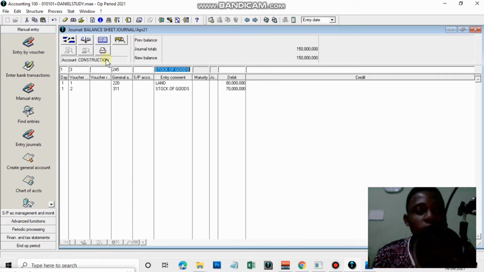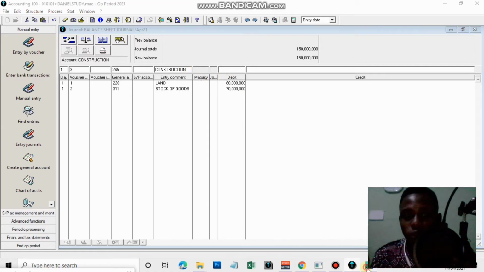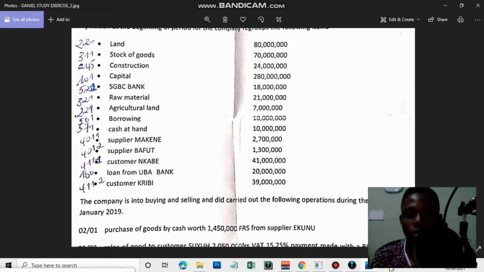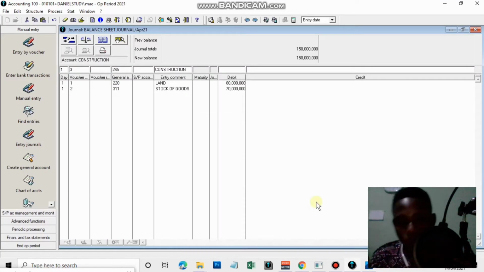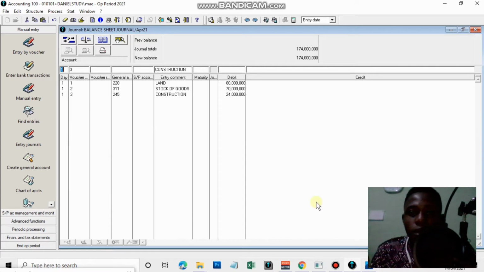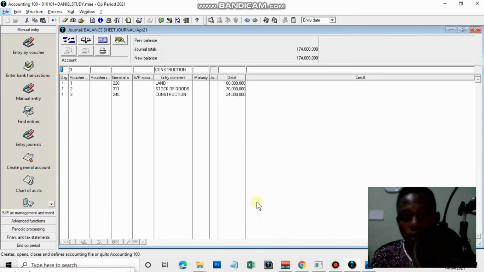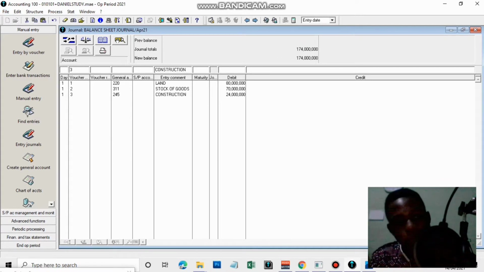So now I come here, left click once, and it automatically writes the constructions. Now you come on the debit side and write the amount of construction, that means 24 million. 24 million. The voucher should be 4. No, the date is 1 now. The voucher should be 4.